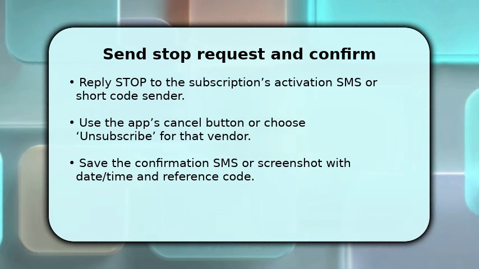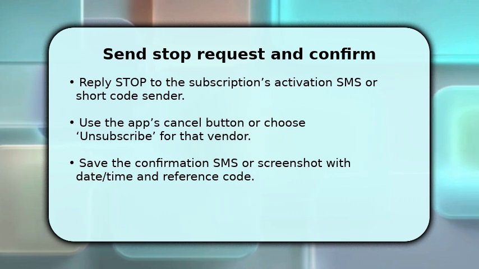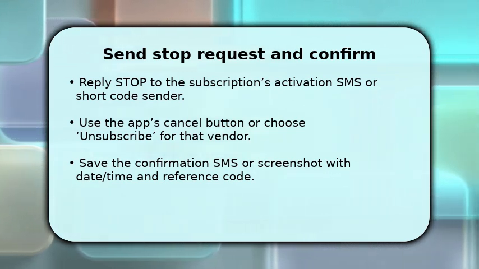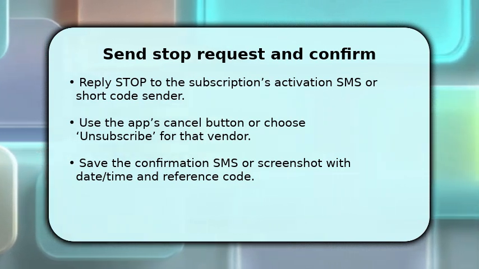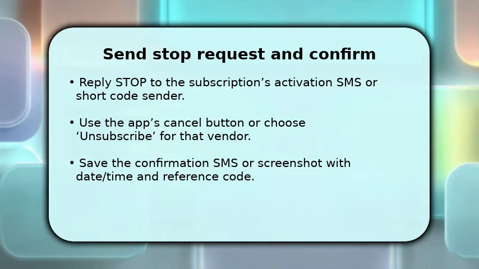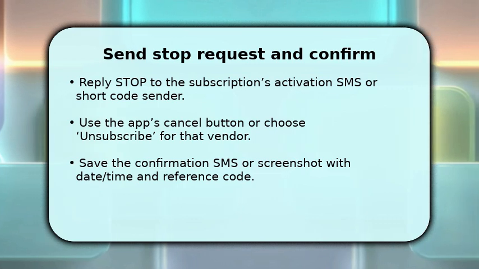If you're in the app, tap the subscription and use the cancel or unsubscribe button instead. It triggers the same stop request and generates a confirmation. Once you get a confirmation SMS or in-app message, save a screenshot or note the reference code and timestamp. These proof items are essential if charges persist and you need escalation.